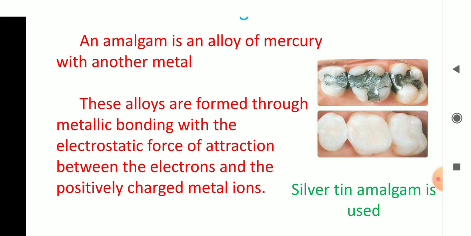Now let me tell you the summary of this amalgam. What is called as amalgam? It is an alloy of a metal with mercury. And what kind of bonding is present? There is a metallic bonding. The metallic bonding is between the negatively charged electrons and the positively charged metal ions. And this amalgam is used in dental filling. What kind of amalgam is used for such process? It is silver tin amalgam.